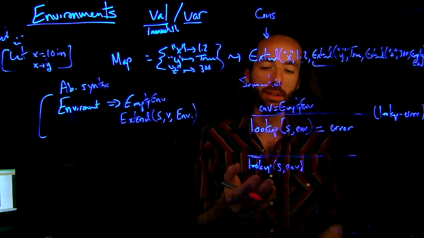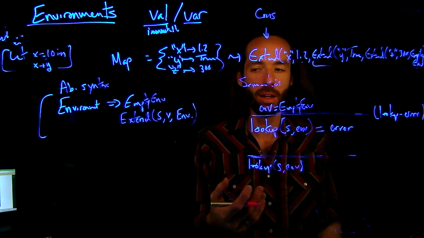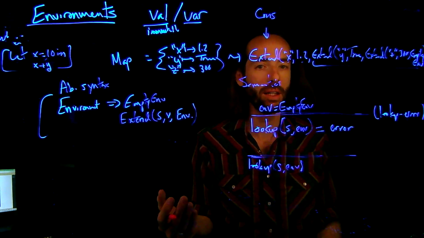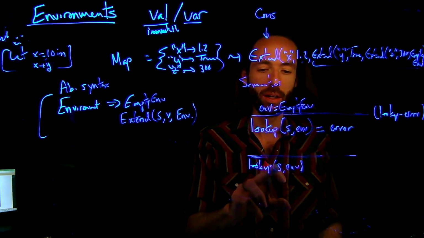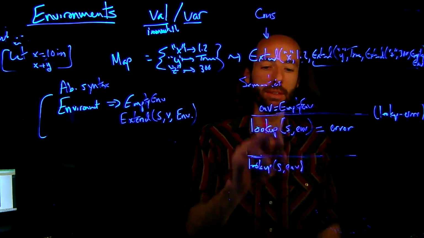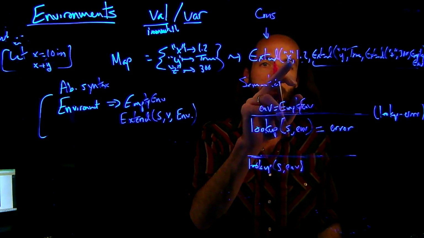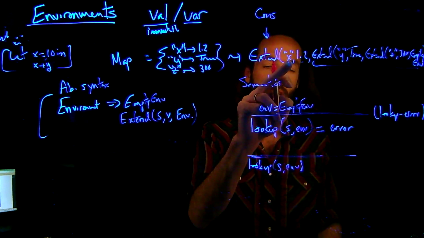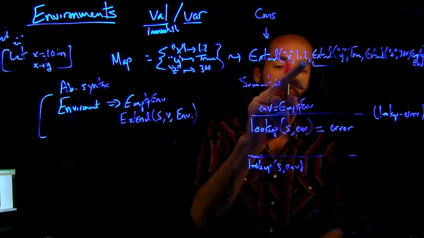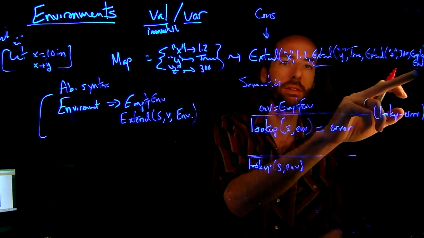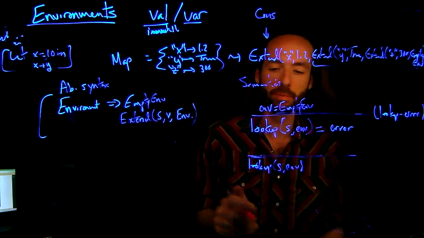Well, what can I do? How do I normally approach going through a cons list like this, a linked list? Well, I look at the head of my list and ask, is s equal to the head of this list? And if it is, then I just want to return the value there. If it isn't, then I want to recurse on the rest of the list.